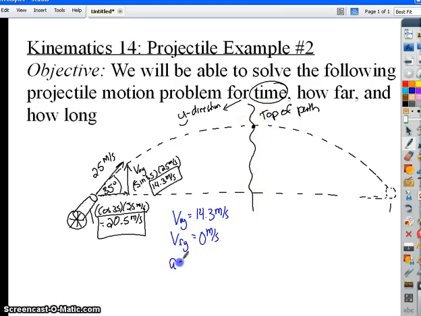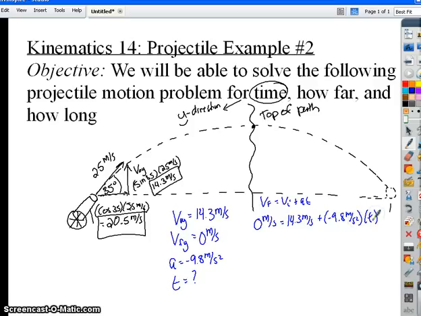We know our acceleration is negative 9.8 meters per second squared, and we want to solve for time. When I write it that way, there's only one way to solve this: our final velocity is going to be equal to 0. So v final equals v initial plus at, which equals 14.3 meters per second plus negative 9.8 meters per second squared times t.